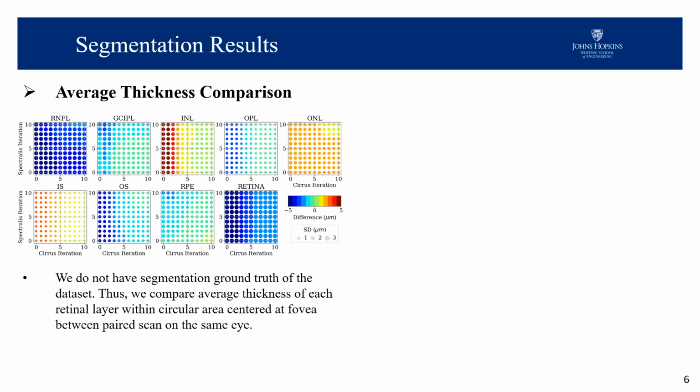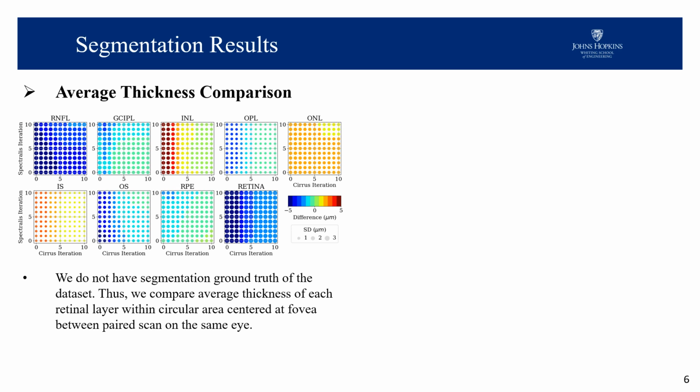Each subfigure shows the comparison results for one specific retinal layer, which is 9 in total, including the total retinal thickness. The horizontal axis shows the iteration steps for series B scan. The vertical axis shows the iteration step for the specialist B scan. 0 indicates the original B scan. The color of the scatter point shows the mean value of thickness difference in the whole dataset, which is calculated by subtracting the specialist thickness from the series thickness.